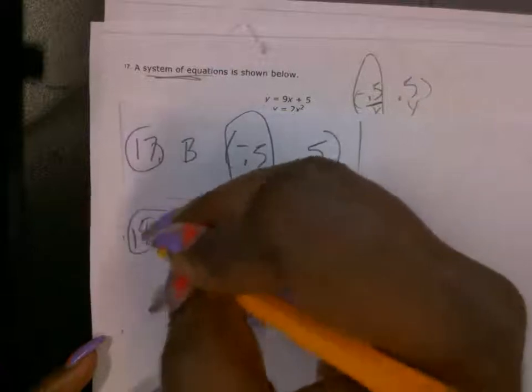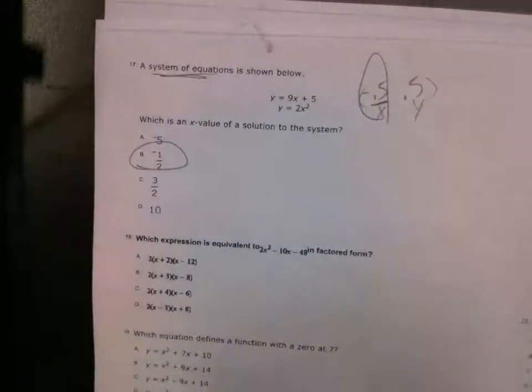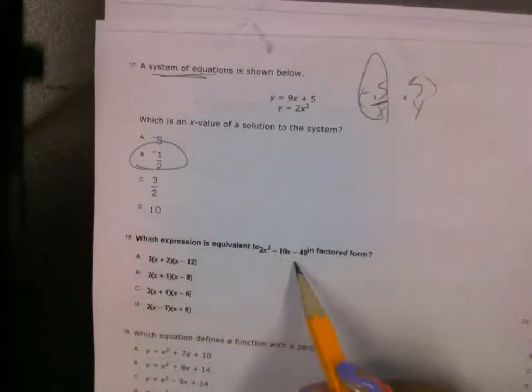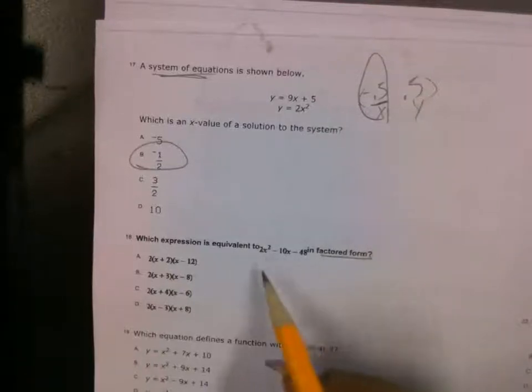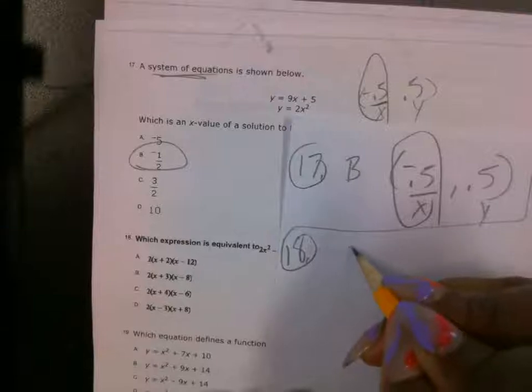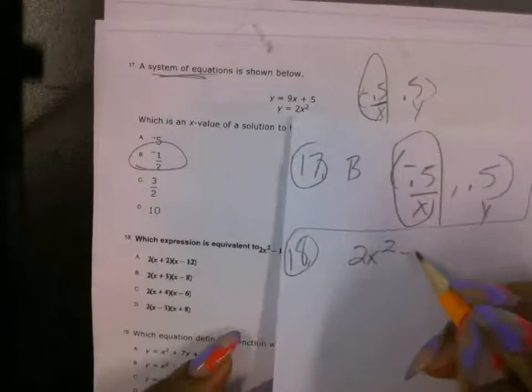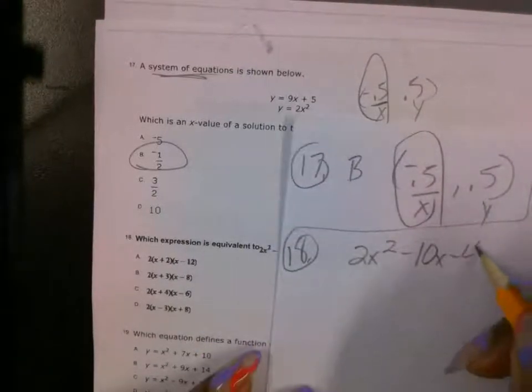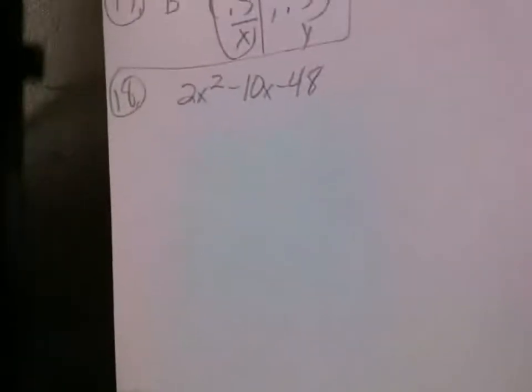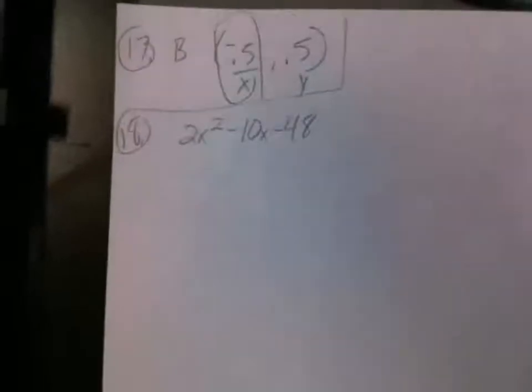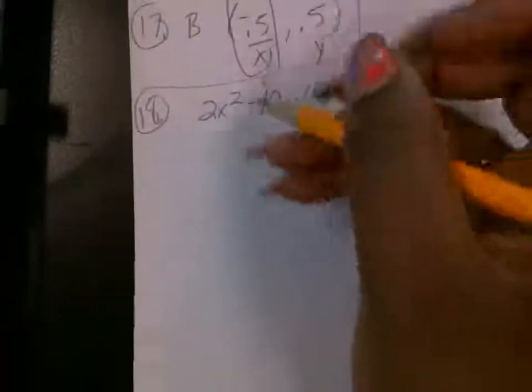Number 18, all right. If this is the expression, which is the equivalent expression factor. So we have to factor that. We're factoring 2x squared minus 10x minus 48. So that's what we are factoring. Move this to the side. All right. So in order to factor this, slide this out the way.